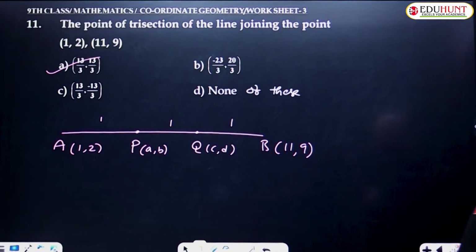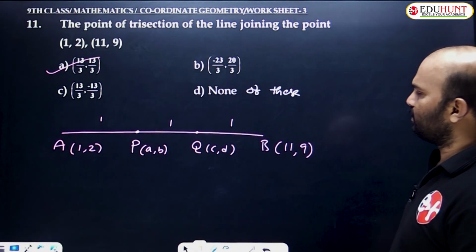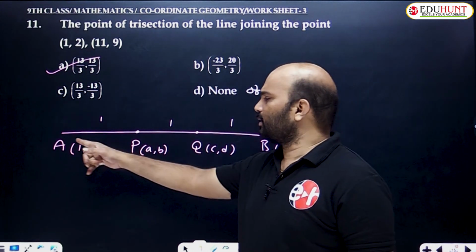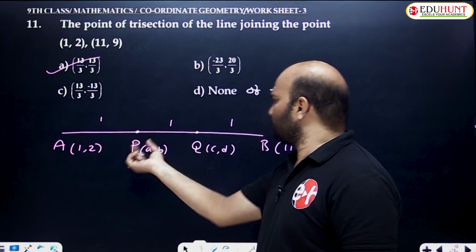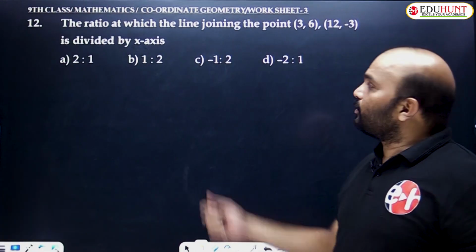So option A is the right answer. Only P coordinates are given in those options, so option A is the required answer. Trisection is nothing but P and Q being the trisection points on a line joining AB, that is, AP equals PQ equals QB. That is the idea. Am I clear? So let's go to question number 12.